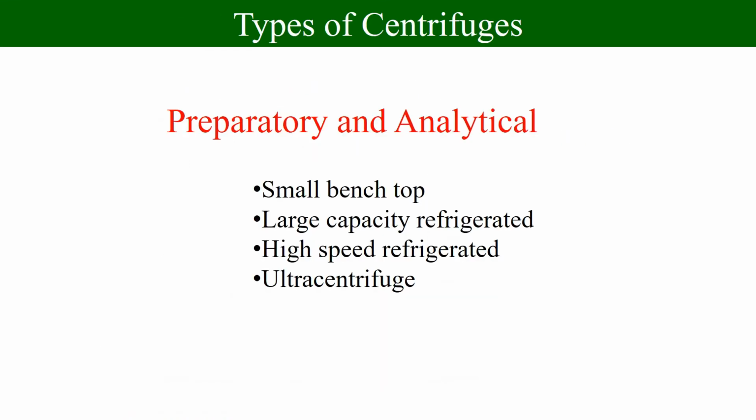Now let us look at the different types of centrifuges. There are two kinds. One is called the preparatory. We can prepare various samples. We can separate cell organelles, etc. And the other one is called analytical centrifuges. In an analytical centrifuge, we analyze samples. We analyze how an enzyme is interacting with a substrate, how particles are moving in a centrifugal field, etc.